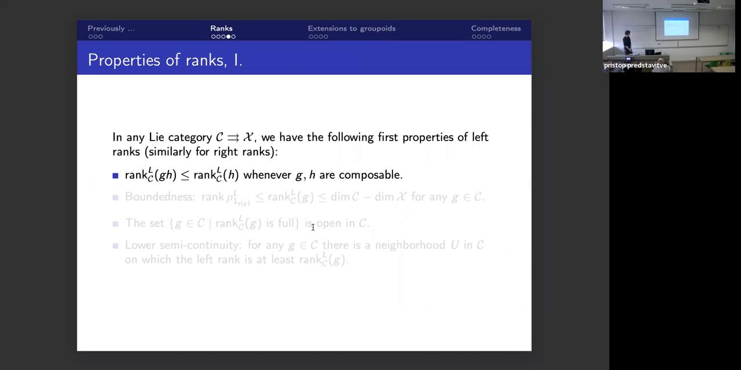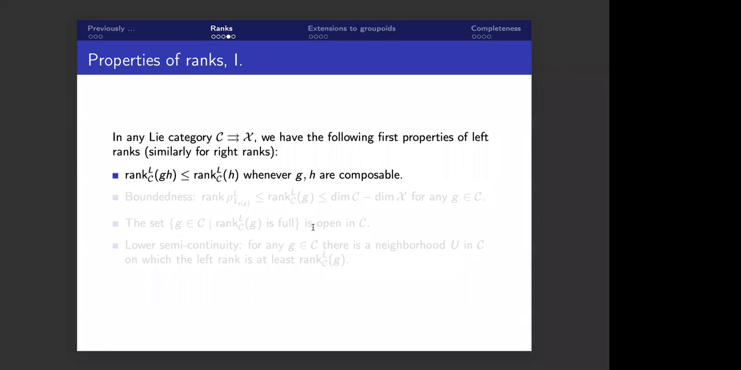Okay, so these are 2 easy examples of ranks. And now I would like to focus on the general properties of ranks in any Lie category. So not in Lie monoids, nor in Lie categories with additional linear structure. Can you guys over Zoom see this part of the board? Yes. Yes.